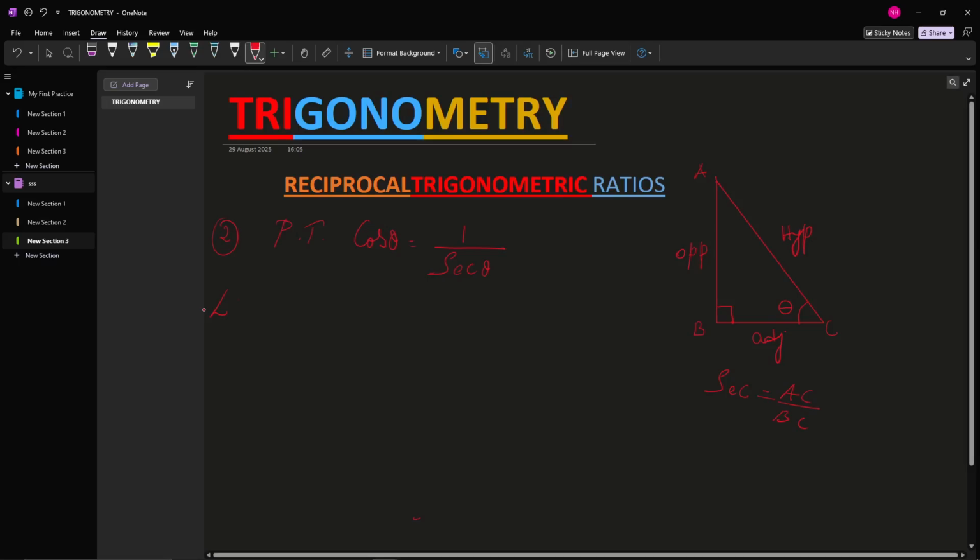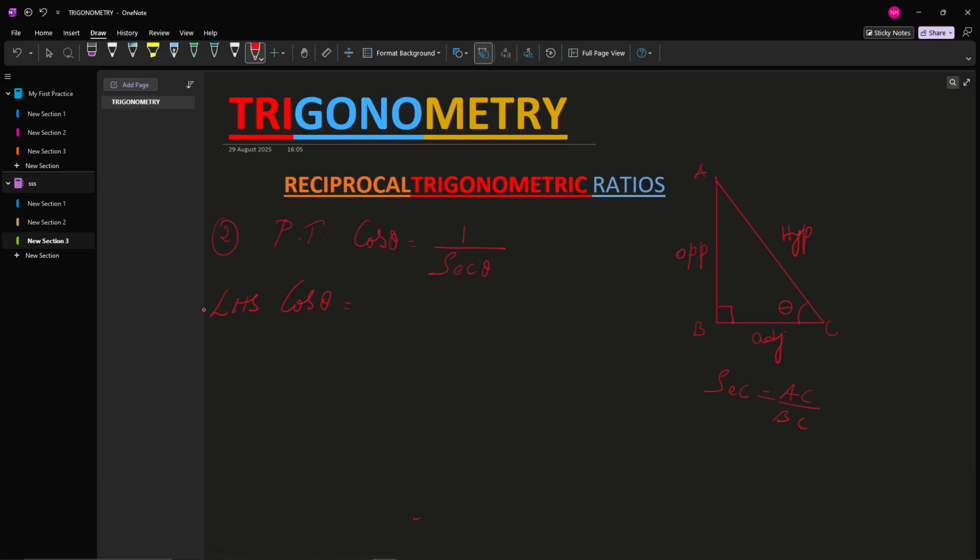So we'll start with LHS. LHS is cos theta. According to cos theta, the sides are adjacent side divided by hypotenuse, that is BC divided by AC. Next, I'm going to reciprocal it as I did earlier. The complete part which is reciprocal is going to be 1 divided by, when I reciprocal, what does it become? AC divided by BC.